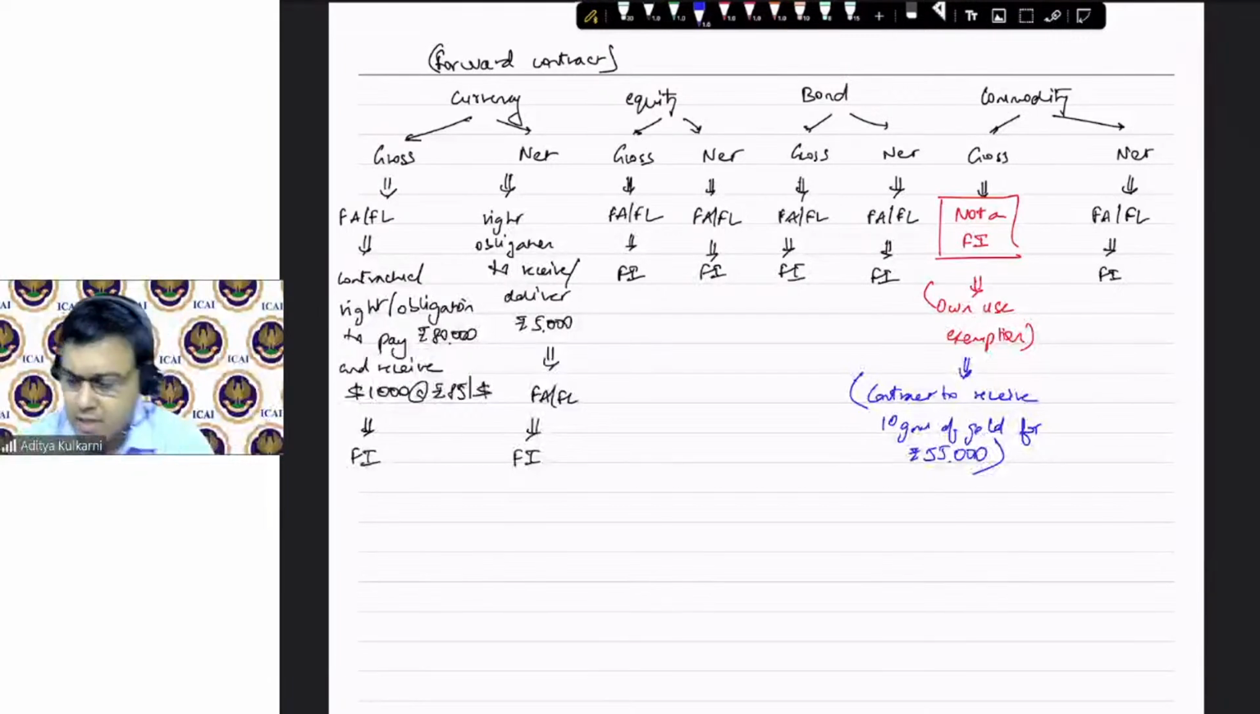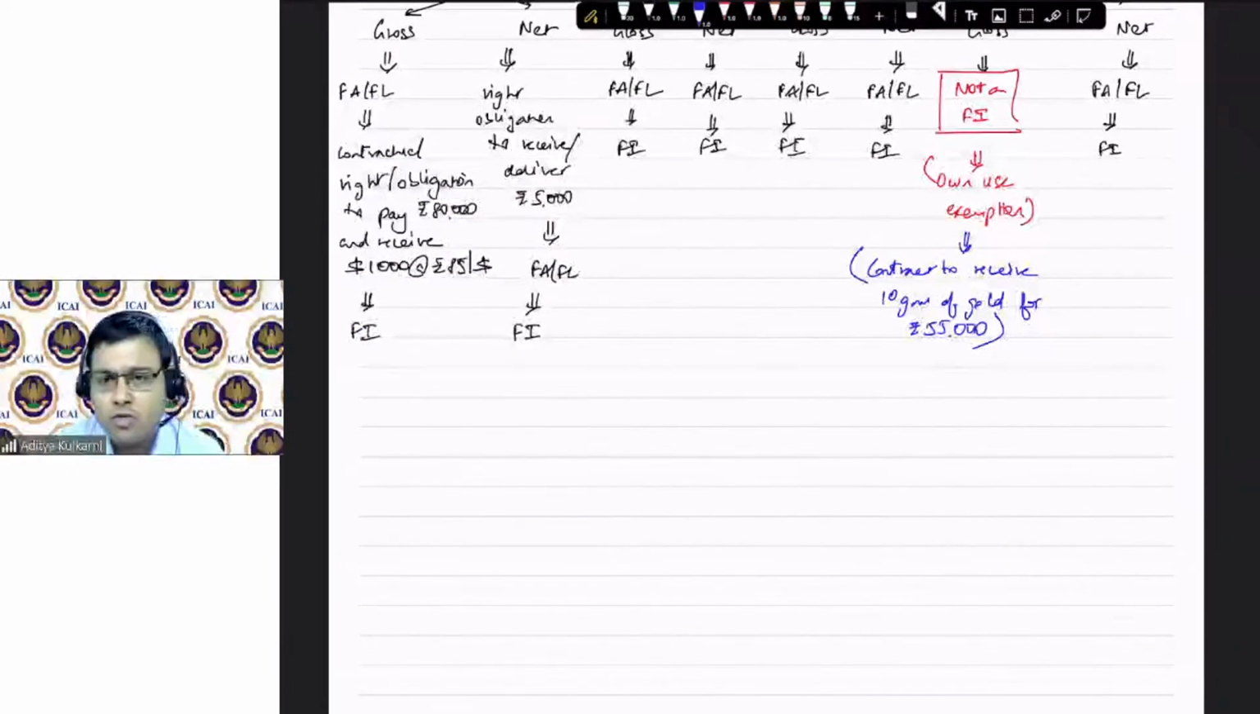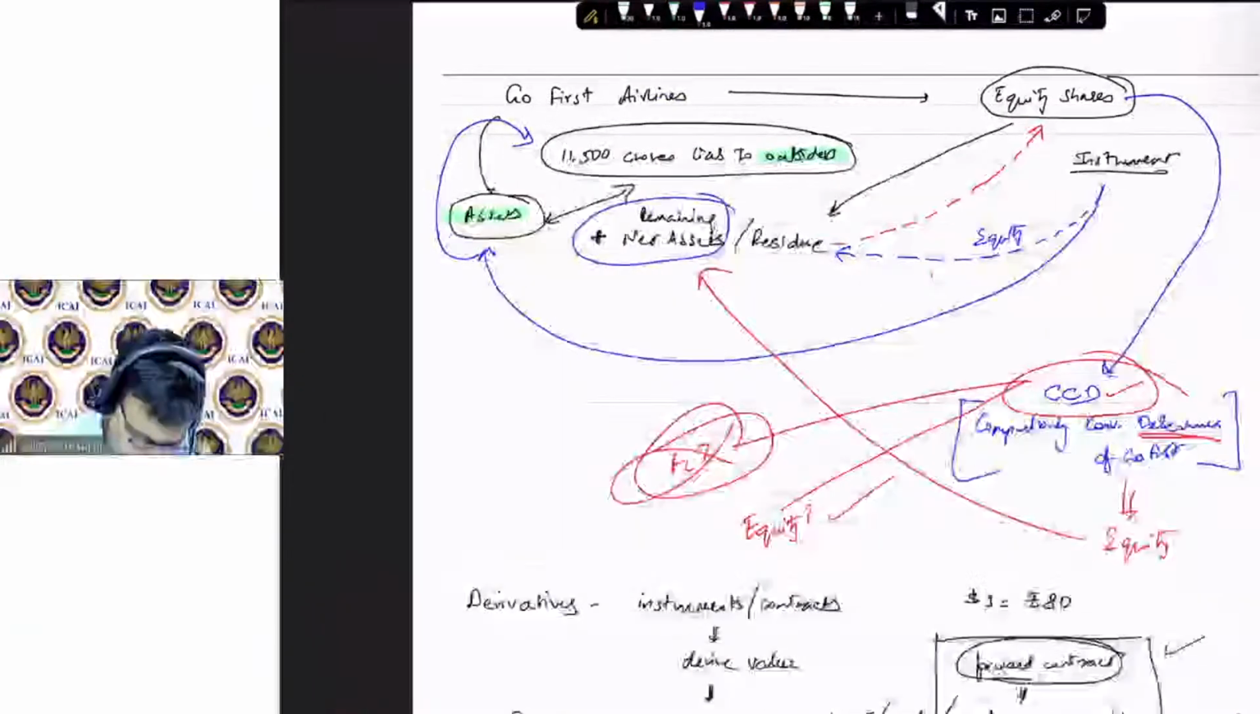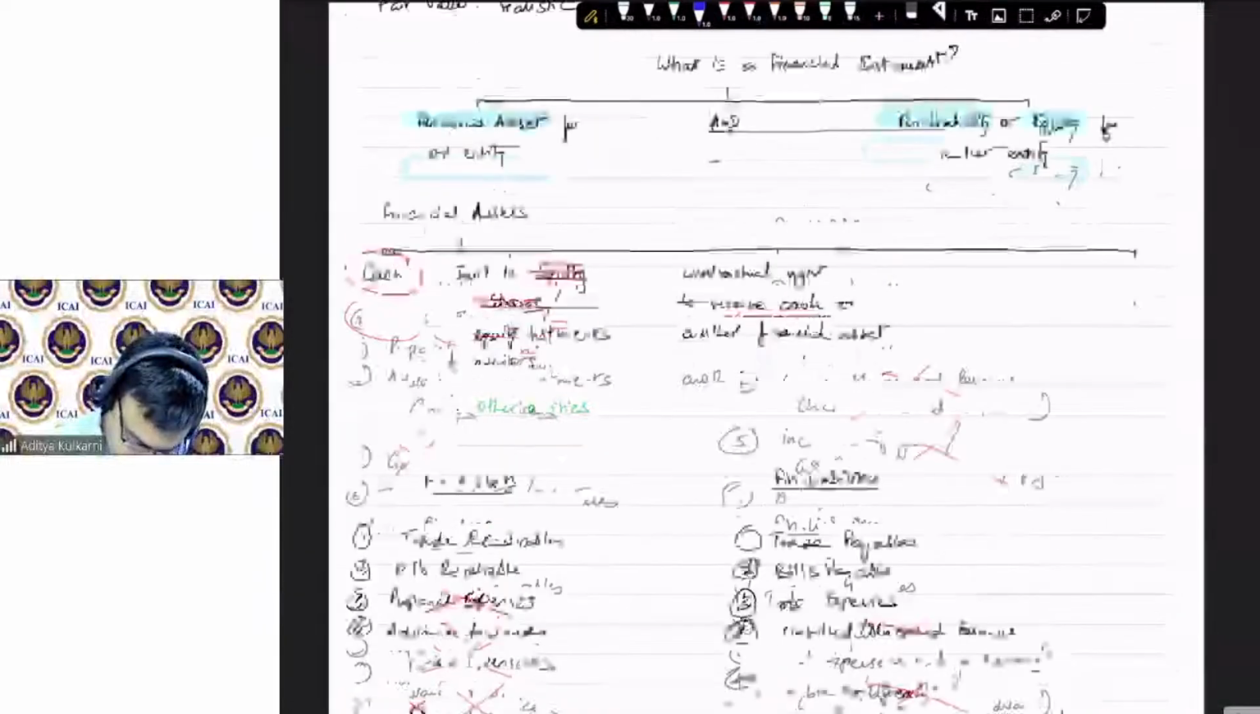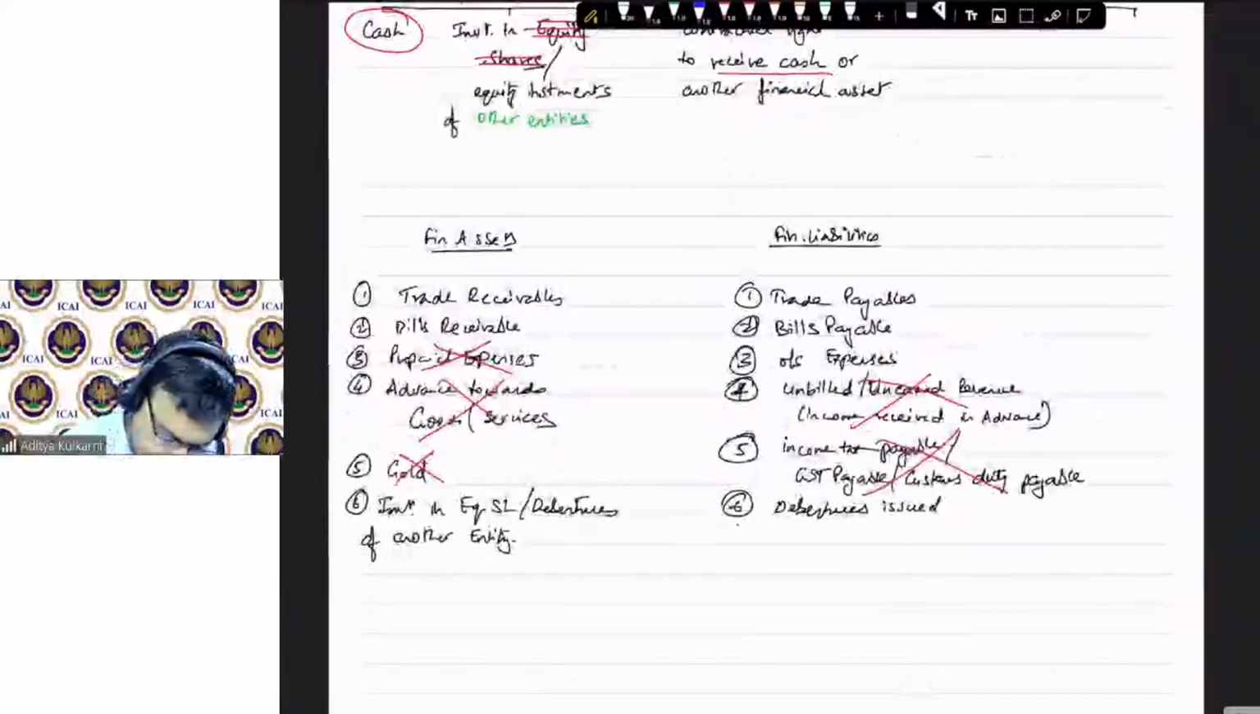What about the others? Janvi, Namrata, do you think that I have a contract to receive 10 grams of gold for rupees 55,000? So I will get 10 grams, and in return I have to pay 55,000. So now tell me, don't you think 55,000 should be a financial liability? Not necessary. Janvi, you cannot say that it is not a contract to obtain a financial asset. Suppose you are a business entity. We had discussed in our examples trade payables as financial liabilities.